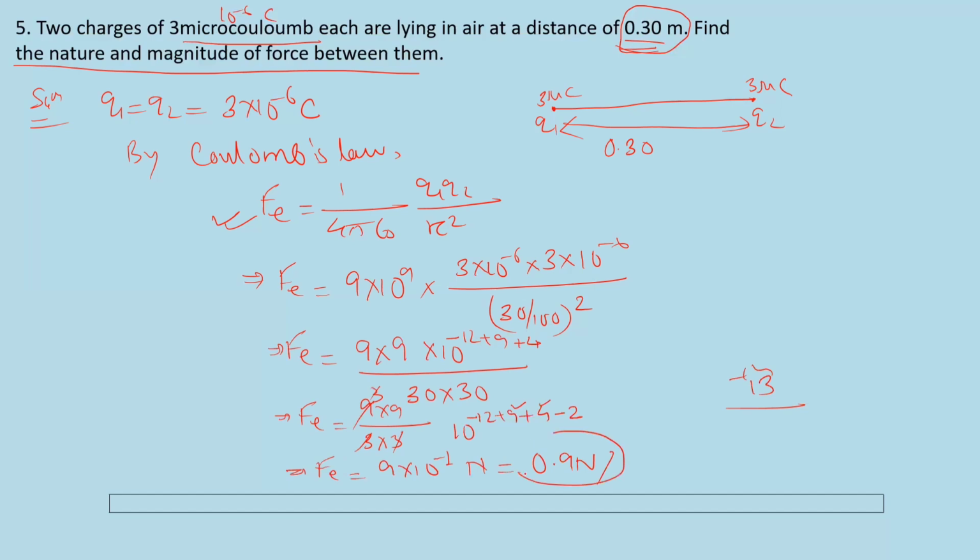Clear? So this is the magnitude of the force, and the nature of the force is repulsive. That means two like charges are repelling each other. Clear? So I think this question is very easy.